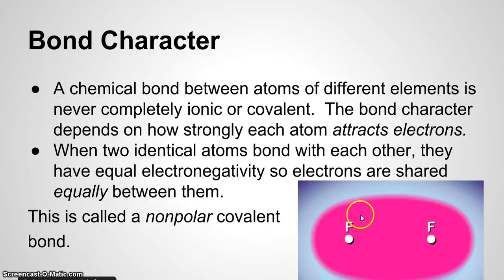When electrons are shared equally, as you can see in this picture, all that electron density is equally distributed between the two fluorines. That is a nonpolar covalent bond. That is true sharing of electrons. And that only really happens when two identical atoms are bonded with each other.